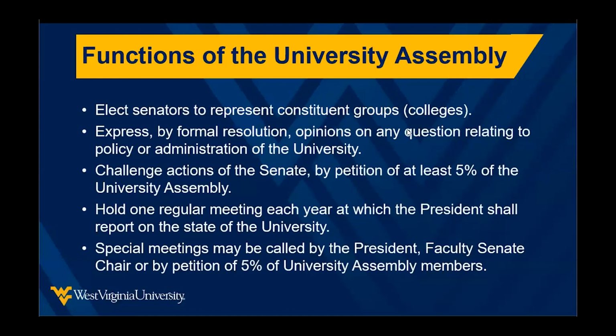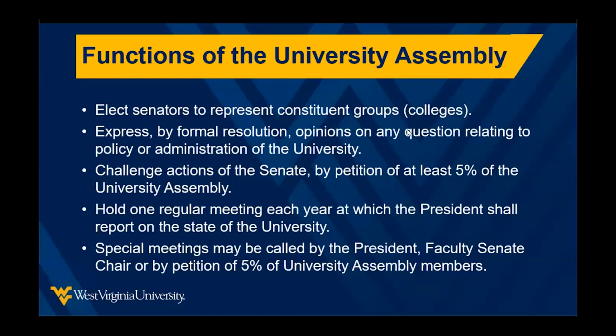So the University Assembly are those who elect senators to represent them. And so you were elected in your college by members of the University Assembly who are assigned in your college. Our constituent groups for Faculty Senate are colleges. So we do not have elections and senators representing any other level of unit, such as a school or a department or a program. So you have been elected to represent your entire college.